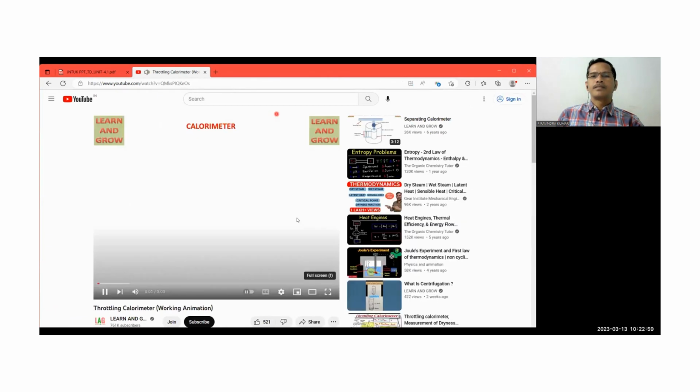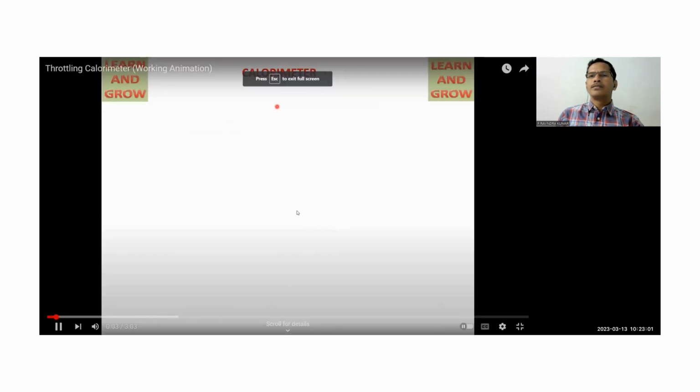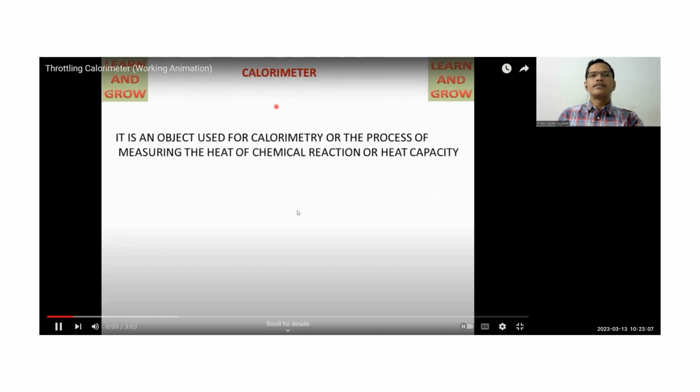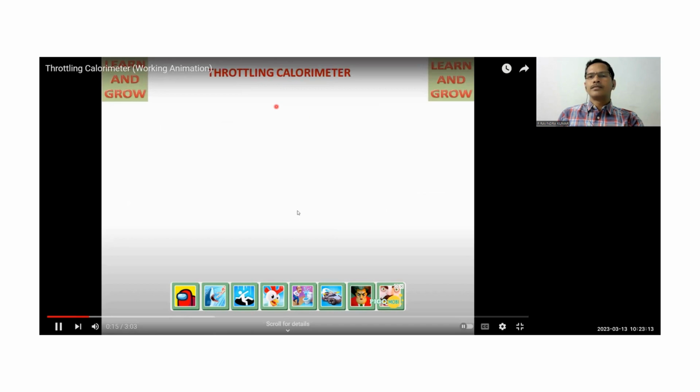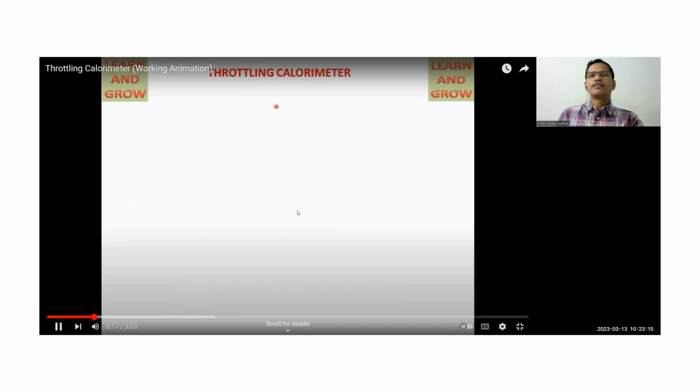Today we will discuss the throttling calorimeter. Firstly, we will discuss what a calorimeter is. We know that a calorimeter is an object for measuring the heat capacity of a chemical reaction. And in the throttling calorimeter, firstly we will discuss all the parts of the throttling calorimeter.